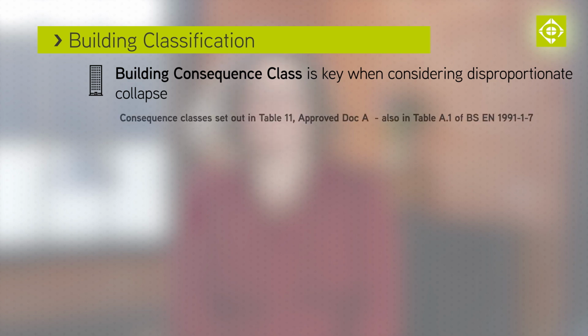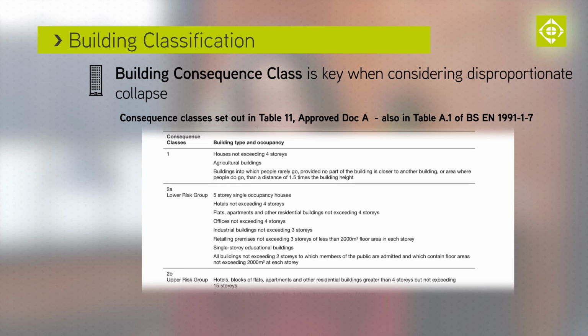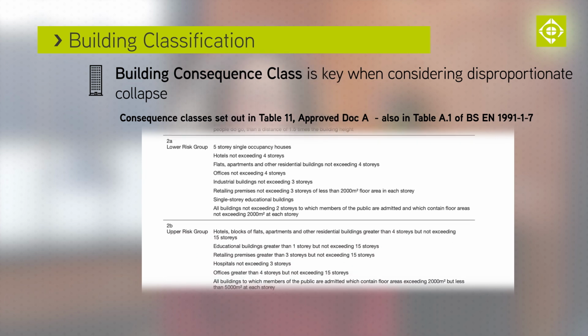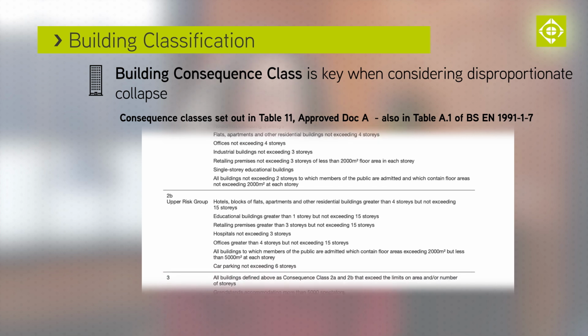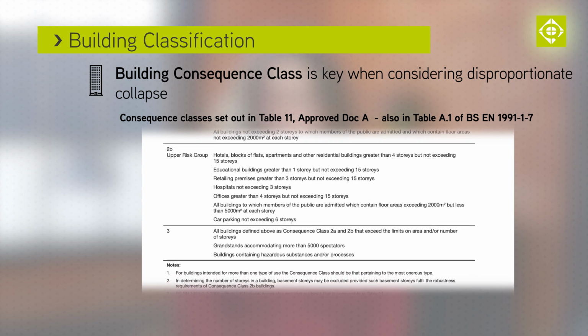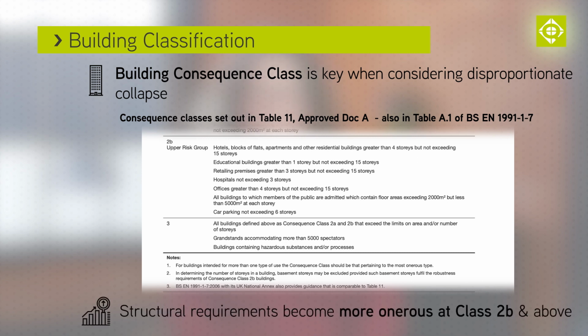Building consequence classes are set out in Table 11 of Approved Document A of the Building Regulations, which is on screen now. You can also find consequence classes in Table A1 of BS EN 1991-1-7, Actions on Structures. Consequence Class 2B is where the structural requirements become more onerous. This class includes 5-storey or more residential buildings and retail buildings of 4 storeys or more.